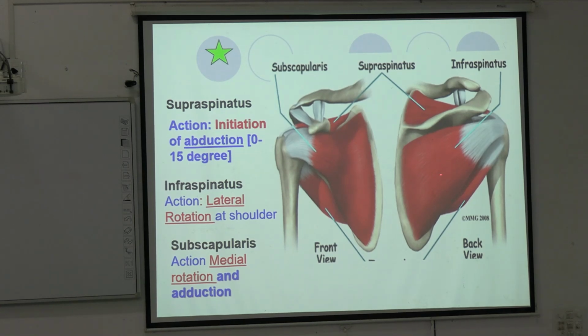occupied by infraspinatus. Infraspinatusটা কোথায় শেষ হচ্ছে? Anterior to the joint or posterior to the joint? Posterior to the joint. Posterior to the joint হলে কি মুভমেন্ট করবে? করছে lateral rotation. Similar to it, right?